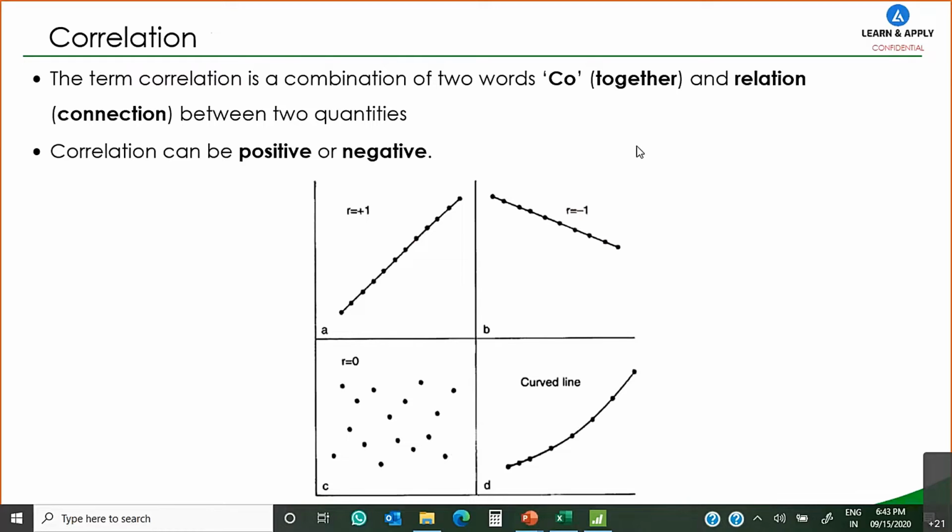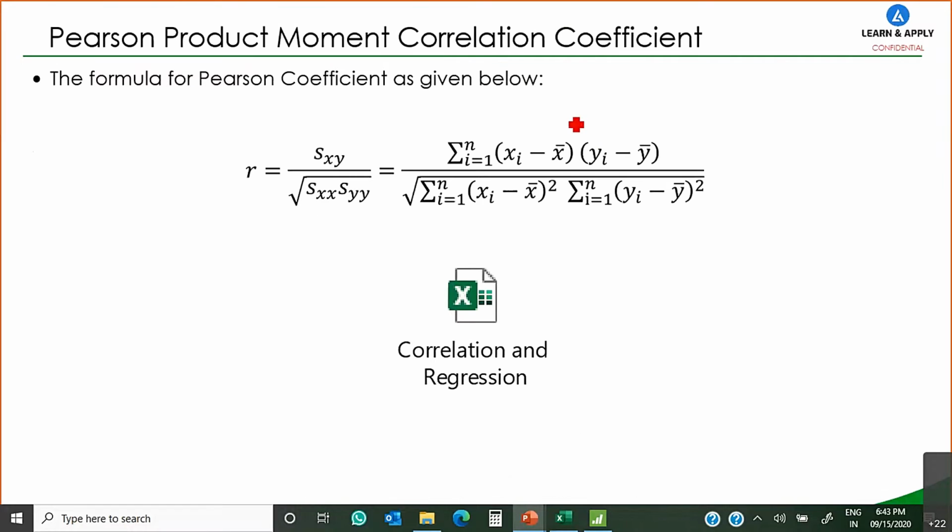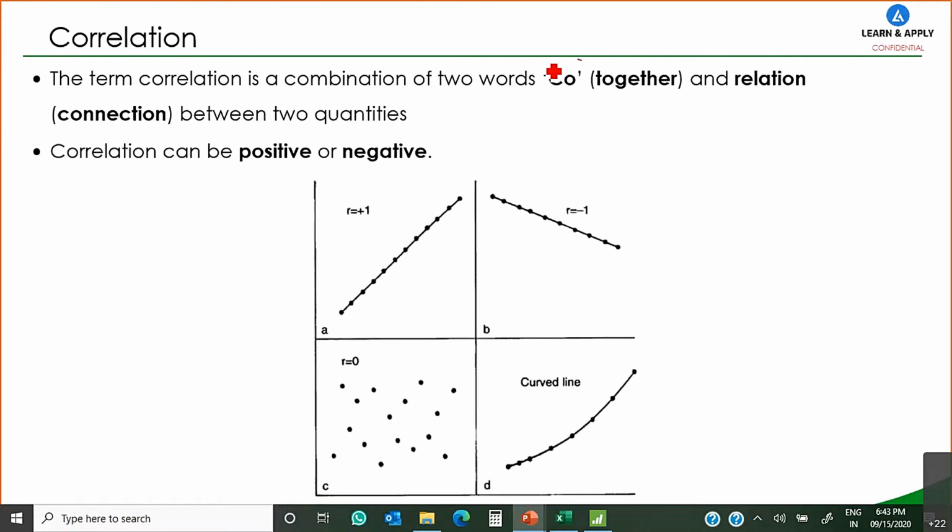Now let's understand what this term correlation means. We have seen the importance of the scatter plot and how to read and interpret it. How to draw it we'll see later on. Now let's understand what correlation means. The term correlation is a combination of two words. One is co, and another is relation, right? So it indicates together and connection.